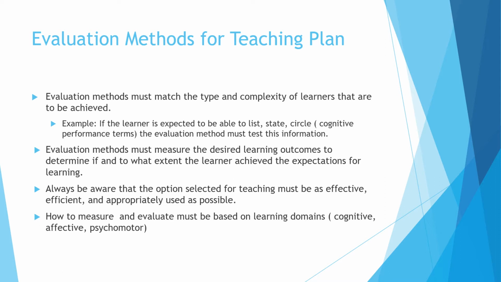So cognitive, you're assessing something based on just knowledge. Affective, you're basing your evaluation on feelings, values, or perception. Psychomotor is evaluation based on skill acquisition. So I think you should be on top of that by now.